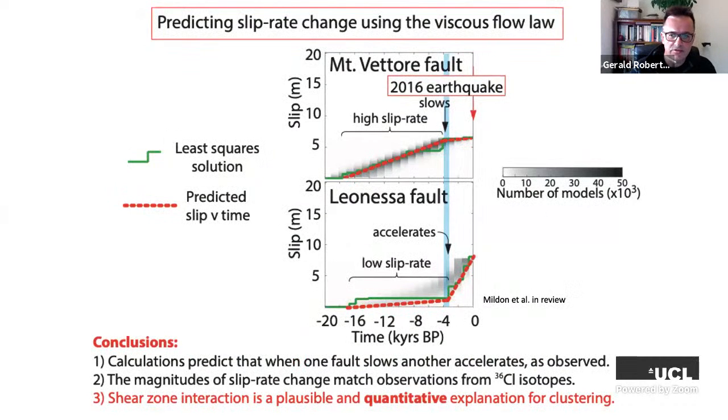So you can predict the slip rate changes. That's the red lines. See how it predicts it extremely well. So the calculations predict that when one fault slows, another accelerates, and that matches the observations. And the magnitudes of the slip rate change match the observations from chlorine-36, which I think is an amazing finding. So what this means is that shear zone interaction is a plausible and, more importantly, quantifiable way of explaining earthquake clustering. So thank you.